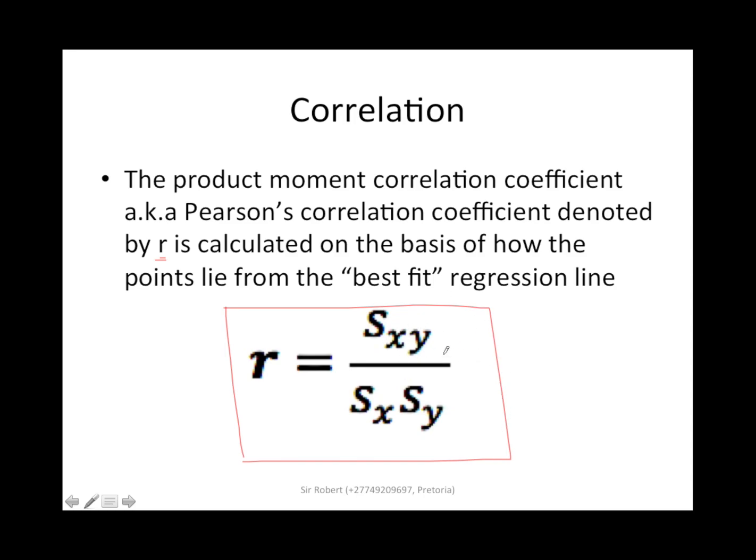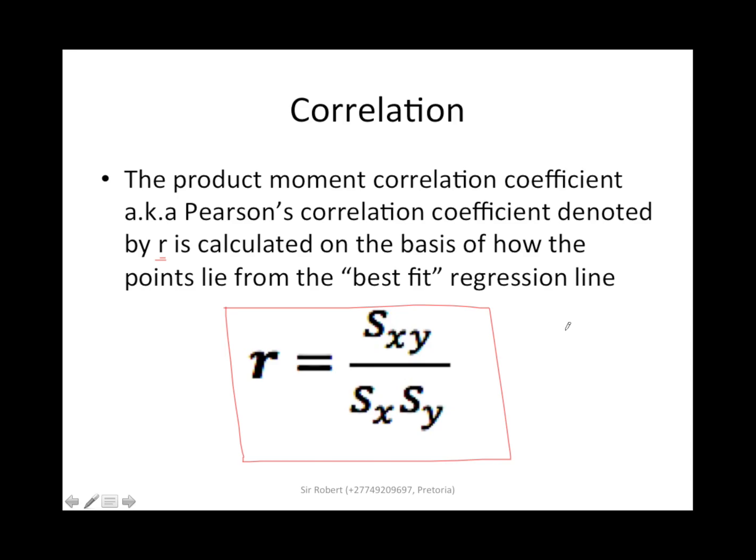But I have just simplified it because this expression is also equal to another bigger expression. But just for simplicity's sake, I just included it. If you want to see the full formula, you can check it out in your exam datasheet or in your relevant textbook. The product moment correlation coefficient, also known as the Pearson correlation coefficient, denoted by R. So this is the symbol for the correlation coefficient, calculated on the basis of how the points lie from the line of best fit.